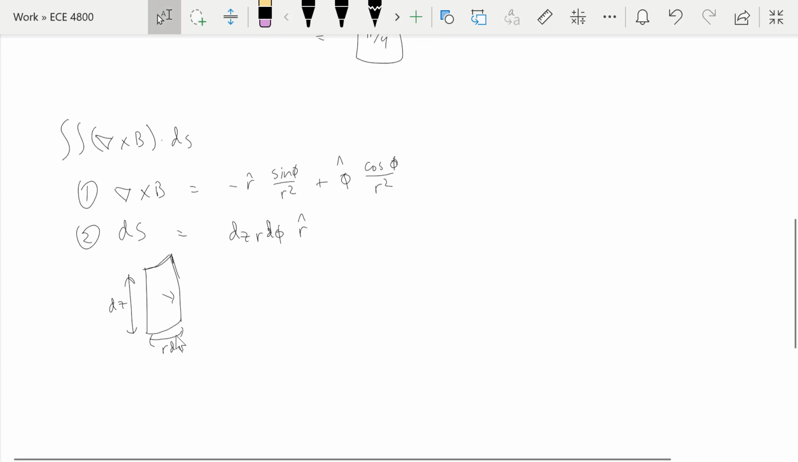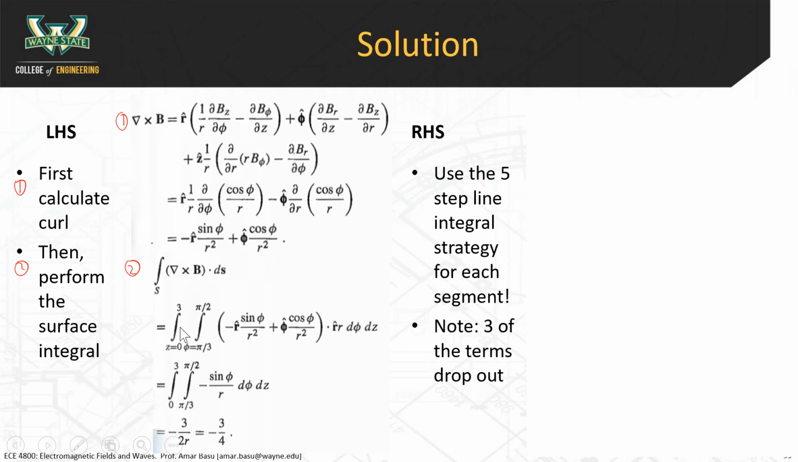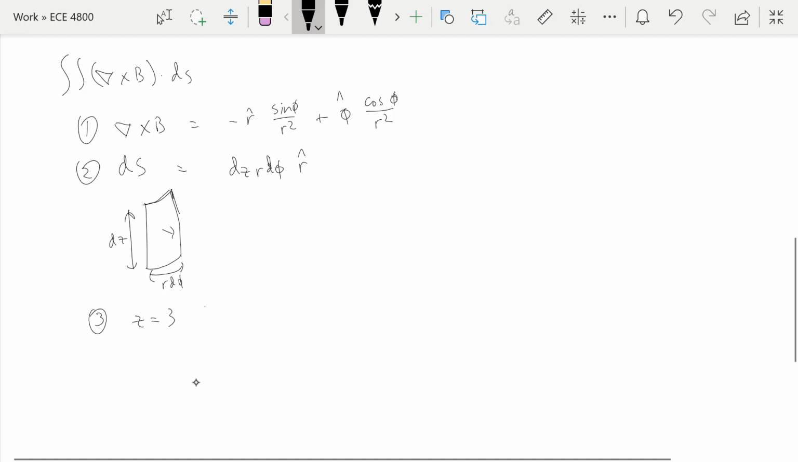Okay, and then the third part is you have to find the limits of integration. So you're going to be integrating from z equals 0 to 3, phi equals pi over 3 to pi over 2. This is a surface integral, so we are integrating across two variables.